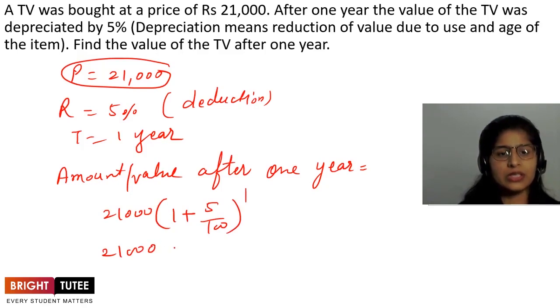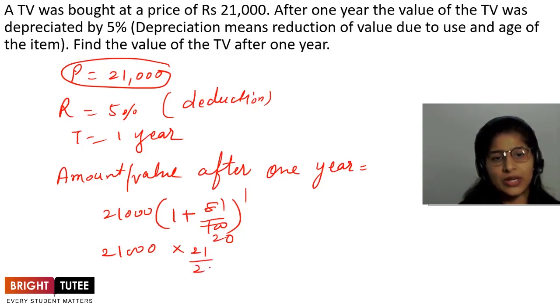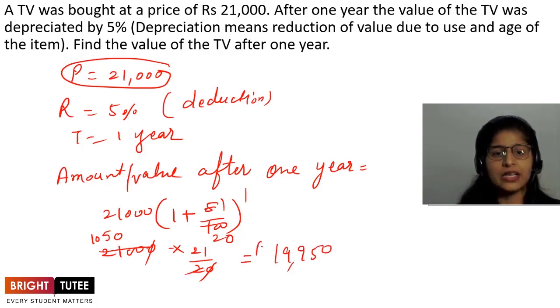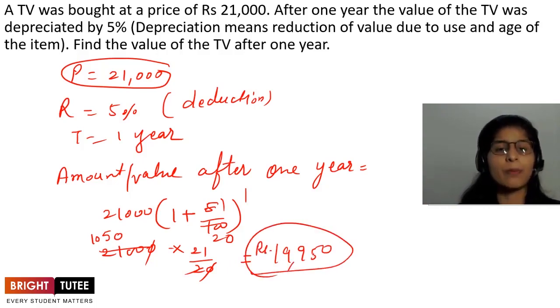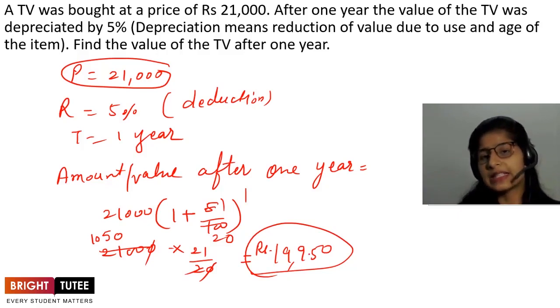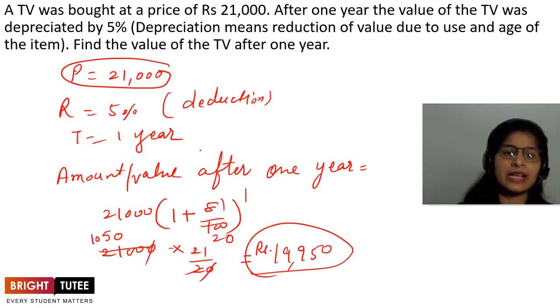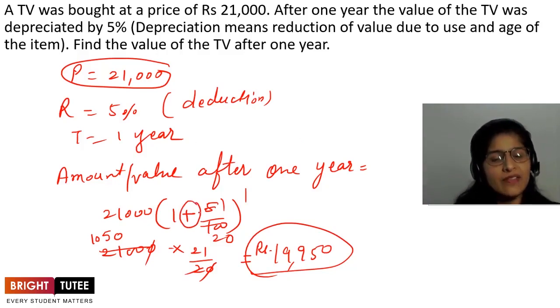So 21,000 into 5 ones are 5 twos are 10. We get 21 upon 20. So cancel these. Then 2 ones are 2, 2 fives are 10, 0. 1050, right? Just see, we are going to solve it, and you multiply 1050 with 21, you get 19,950. The same amount we are getting using compound interest formula. Okay, one thing, is it correct? One thing that I would like you to notice is it is a decrease, and then also I used plus. So whenever it is a question of decrease, you will not get this answer.